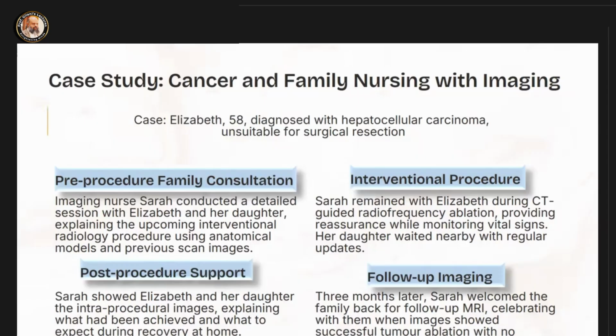Three months later, Sarah welcomed the family back for follow-up MRI, celebrating with them when images showed successful tumor ablation with no recurrence. So there was a role of the imaging nurse in pre-procedure family consultation, interventional procedures, post-procedure support, and follow-up imaging. So everywhere there is a role of a family nurse or an imaging nurse in this scenario.